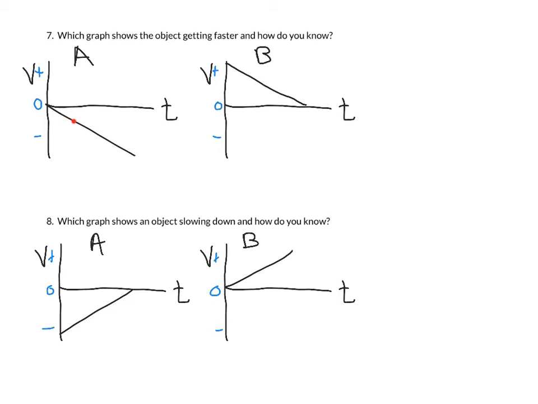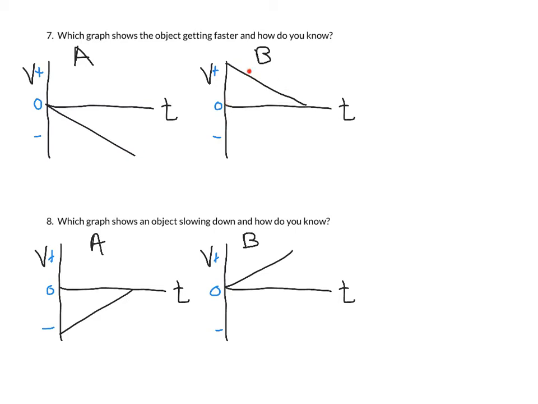So this line, that's showing the velocity getting bigger. Now it happens to be getting bigger in the negative direction. These are negative velocities. So it's getting faster, but going away from the t-axis. In the bottom side, negative part, means it's getting faster in the negative direction.